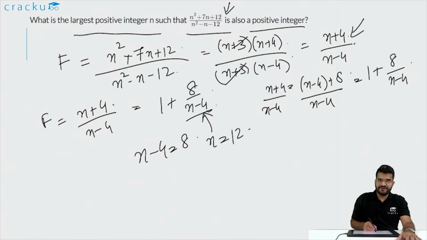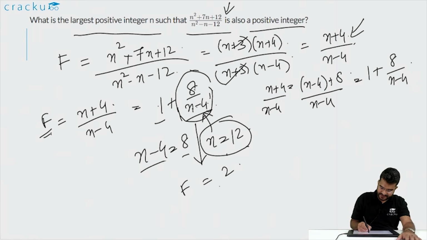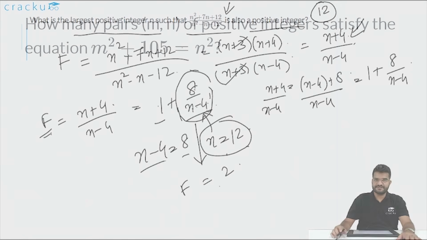Because if n is greater than 12, n − 4 will be greater than 8 and this will not be a positive integer. Therefore, f, which is equal to 1 + 8/(n − 4), will also not be a positive integer. So the maximum value of n for which 8/(n − 4) is a positive integer will be if n − 4 is equal to 8 and n is equal to 12, in which case the value of the fraction f becomes 2. Because 8/(n − 4) will become 1 and you have to add 1, so f becomes 2. So the largest positive integer n for which this is a positive integer is 12. That is the answer.